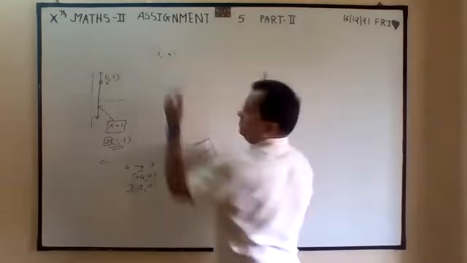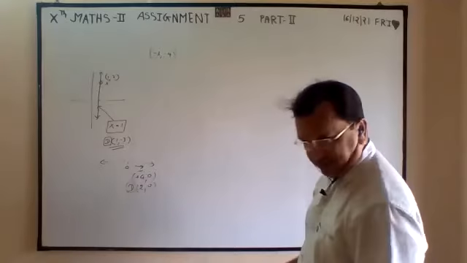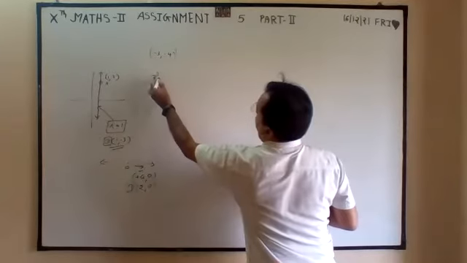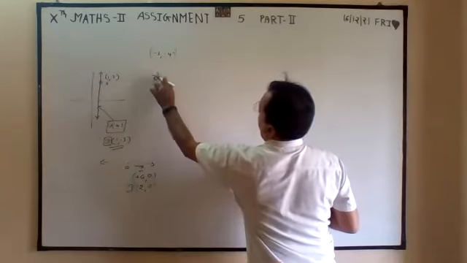Of any point from the origin, this is a very, very important question: r square is equal to x square plus y square. They will ask in a one mark question, write the equation for the distance of a point on a graph from the origin. So you can write this also.